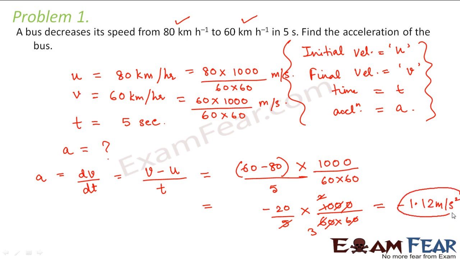So what does this negative sign indicate? This negative sign tells us that the velocity decreases with time. This is retardation, because the velocity is decreasing with time. Since in this case acceleration comes out with a negative sign, it is sometimes also known as negative acceleration. So the acceleration comes out to be minus 1.12 meter per second square.